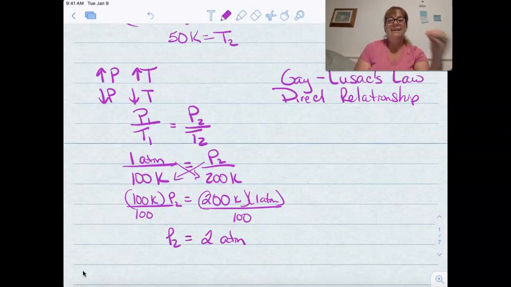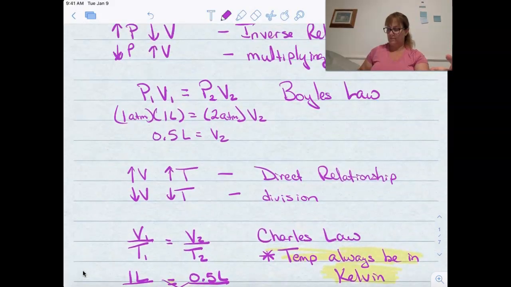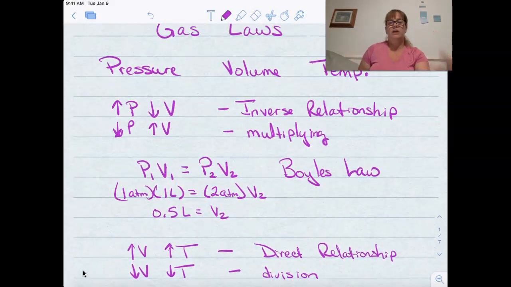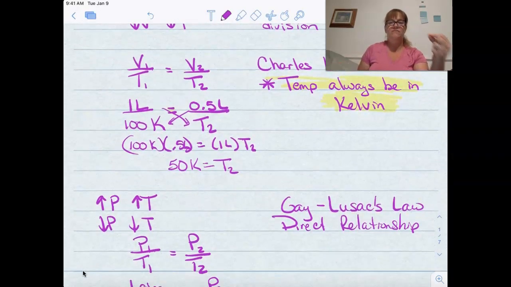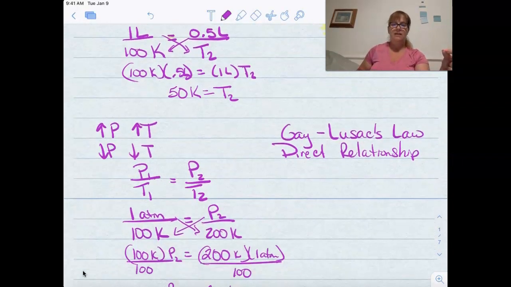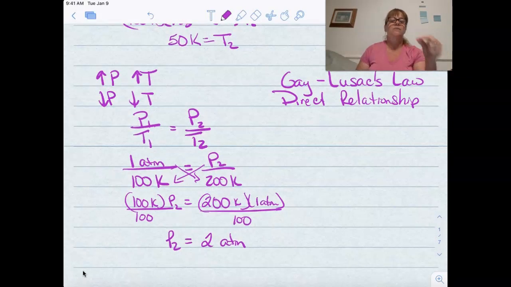Now, each of these three laws, Boyle's law, Charles's law, and Gay-Lussac's law, assumes that you're keeping the third property constant. So let's look up here. In Boyle's law, we were looking at pressure and volume. That means we kept temperature constant. Constant means it did not change. In Charles's law, we were looking at volume and temperature. We assumed we kept pressure constant. And then finally, in Gay-Lussac's law, we looked at pressure and temperature, which means we kept volume constant.